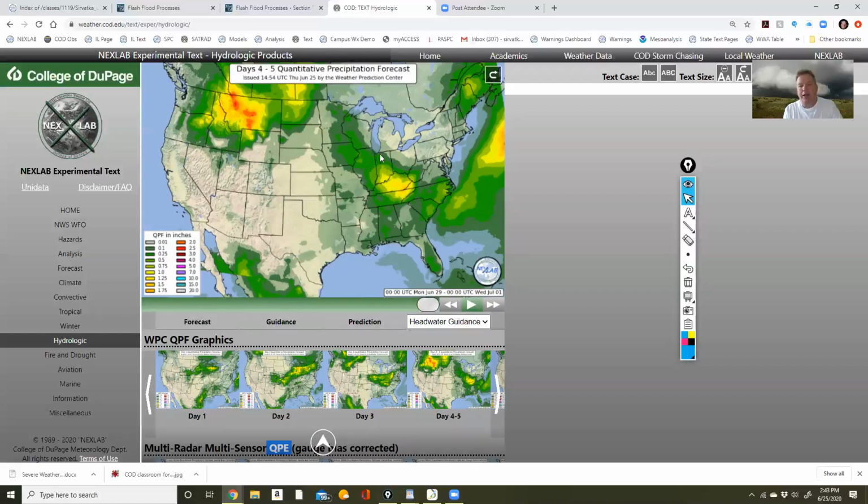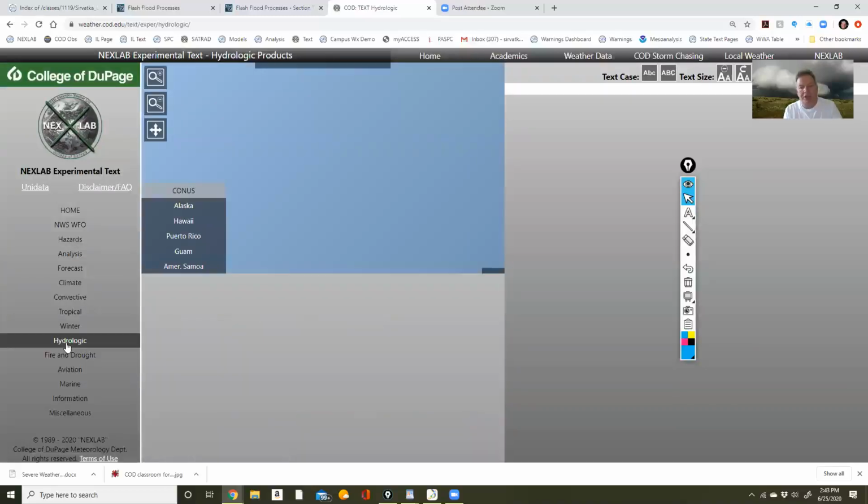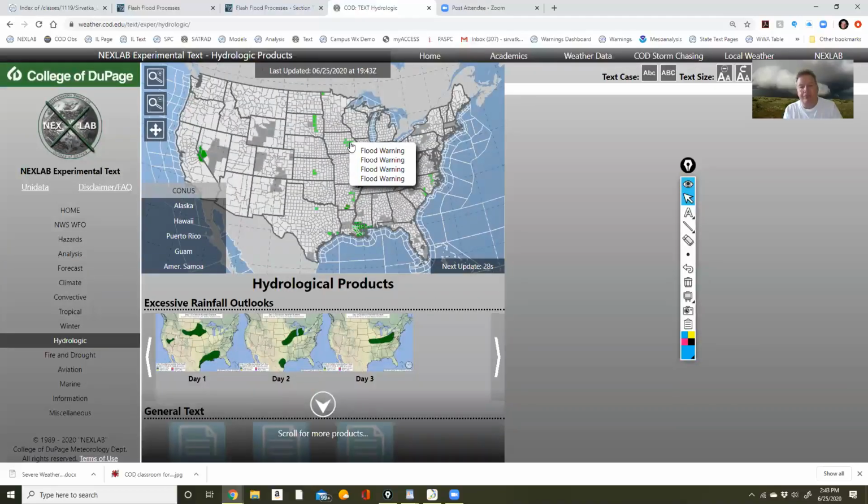Are we going to get some rain here? Yes. Down through the mid-Appalachians? Yes. So there could be flash floods going on in this region. Now I go to the hydrologic page and I see a couple of flood warnings associated with rivers, but I'm seeing no flash flood watches. Right? I'm not anticipating it yet.